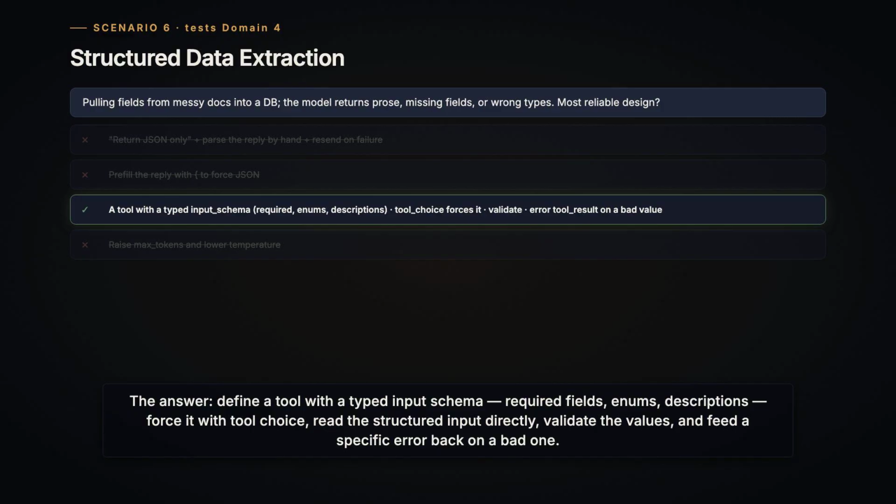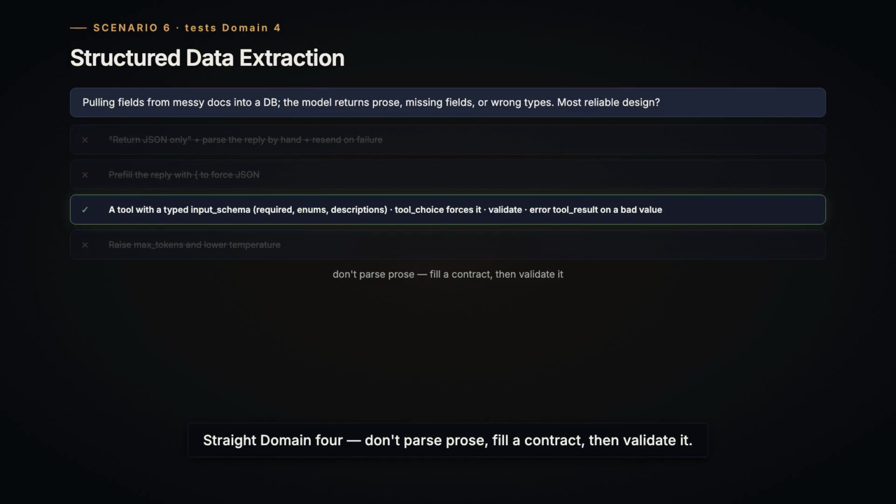The answer: define a tool with a typed input schema, required fields, enums, descriptions, force it with tool choice, read the structured input directly, validate the values, and feed a specific error back on a bad one. Straight domain 4: don't parse prose, fill a contract, then validate it.